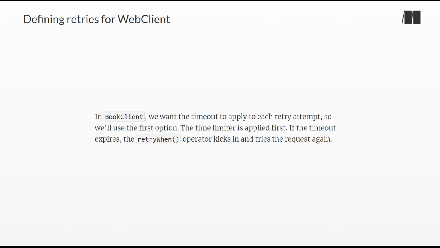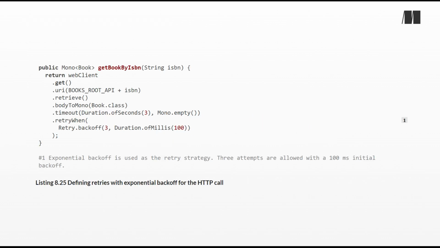In Book Client, we want the timeout to apply to each retry attempt, so we'll use the first option. The time limiter is applied first. If the timeout expires, the retryWhen operator kicks in and tries the request again. Update the getBookByISBN method in the Book Client class to configure a retry strategy. You can define the number of attempts and the minimum duration for the first backoff.